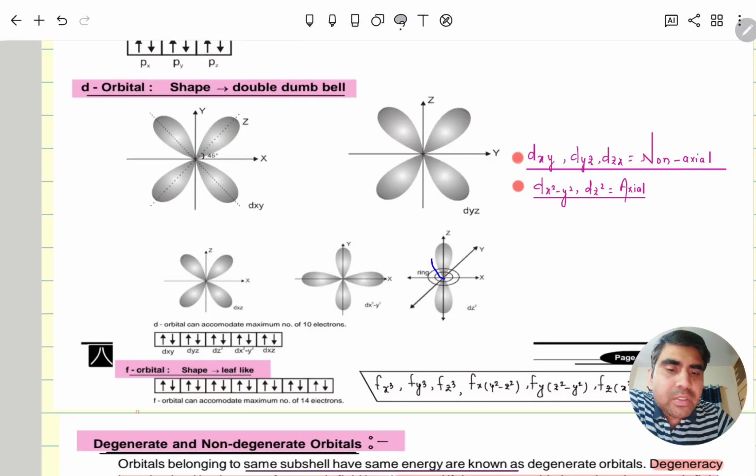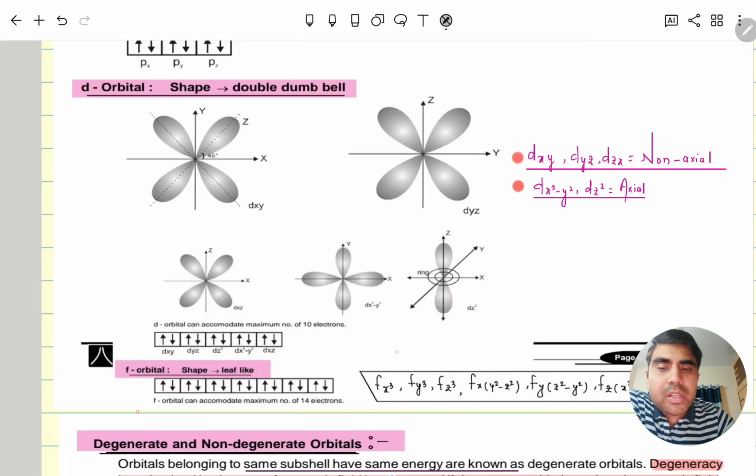Here you can see this is dz square, so the z lobe is present on the z axis and one circular ring is there in the xy plane. This is also called the baby donut, and both are axial orbitals. These three are non-axial, but all these 5 orbitals are degenerate orbitals, meaning their direction and orientation are different, but energy-wise they are the same. They are called degenerate orbitals.